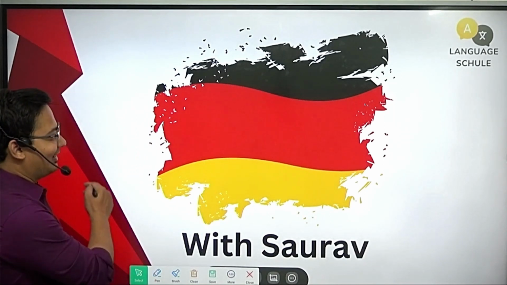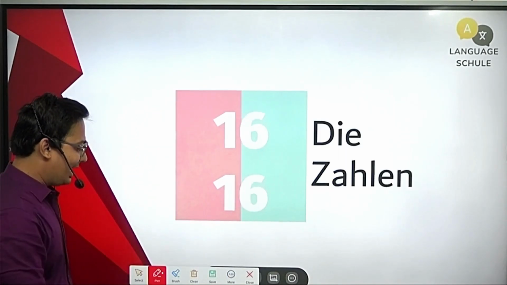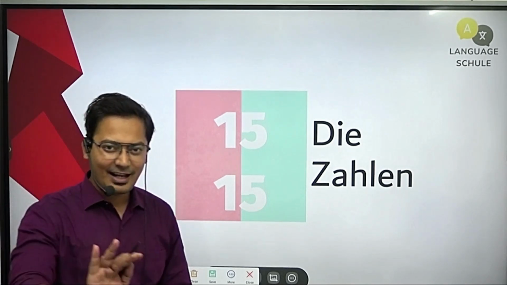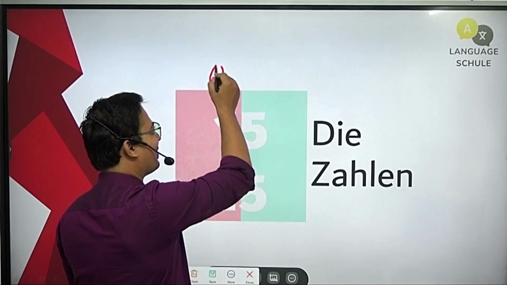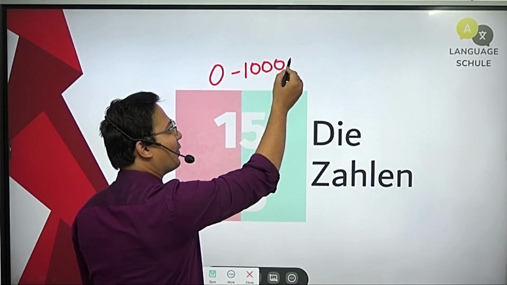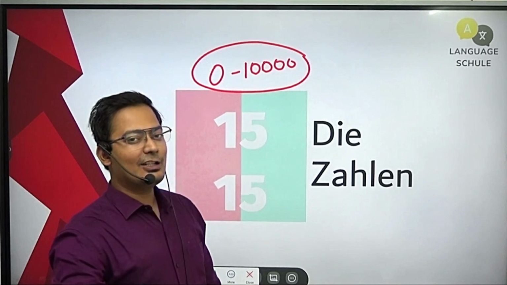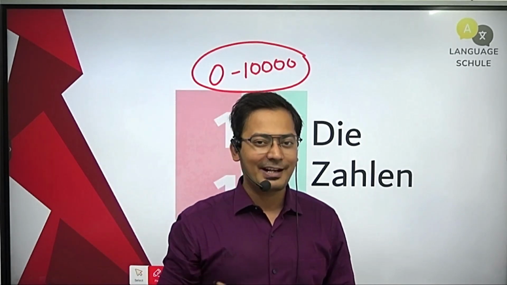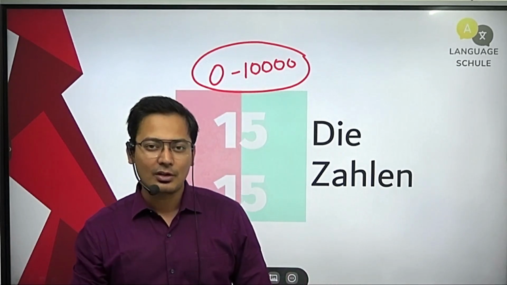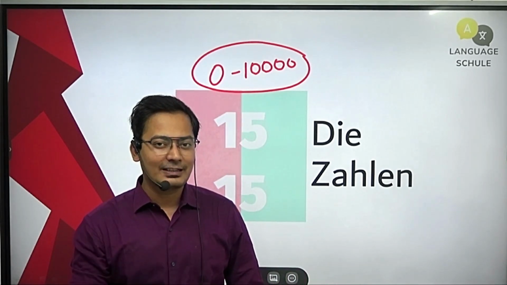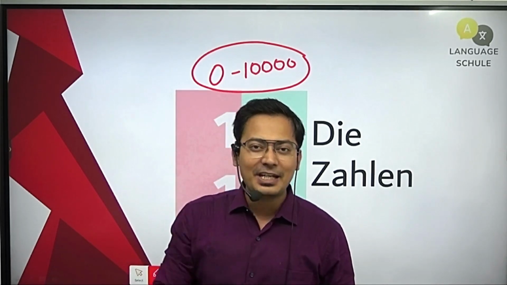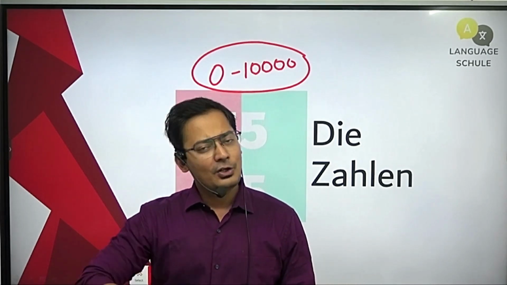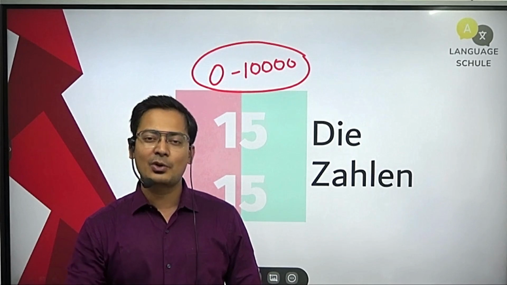Today's topic is Zahlen. Zahlen means numbers. We are going to learn the numbers from 0 to 10,000. Don't worry at all. I'm going to teach you the simplest way to understand numbers, and I bet you that if you watch this video and part 2 of this video, you will be able to write or speak numbers till 10,000. Not very fluently, but yes, you will be able to.